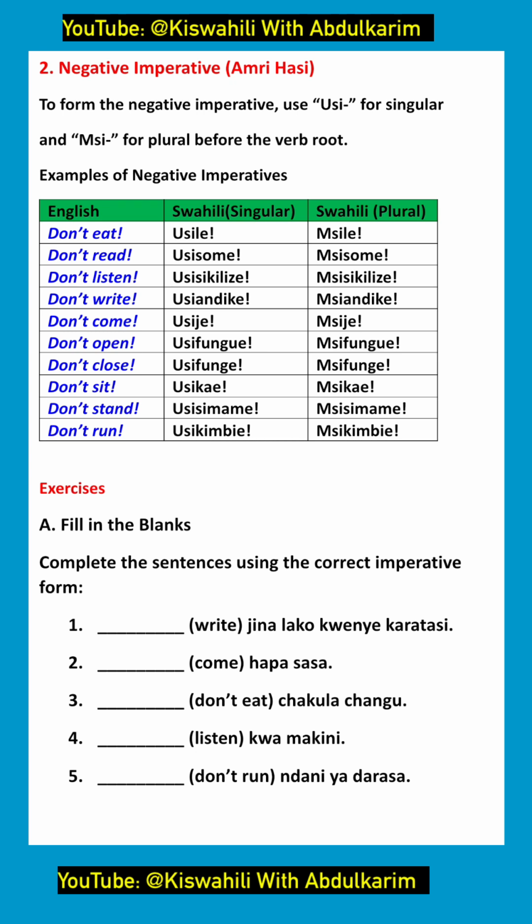Usile, don't eat. You know, people will be tempted to say usikule, but the verb kula is monosyllabic. So the root is la, the verb is la, eat. So we say usile, don't eat. If you're telling many people, tell them msile, you all, don't eat. Let's say msile chapati, don't eat chapati, but don't tell people not to eat chapati, please, tafadhali.